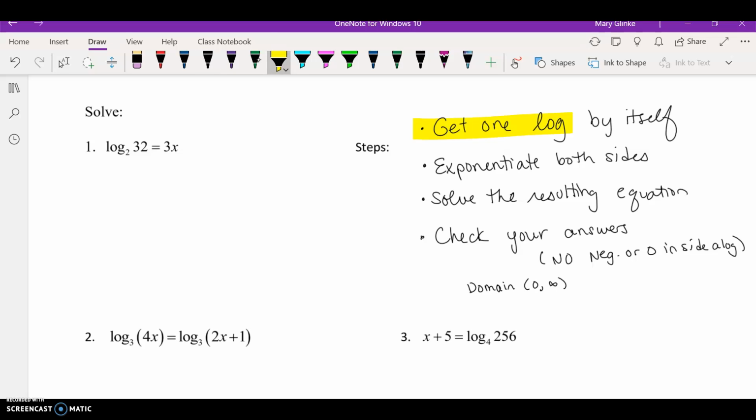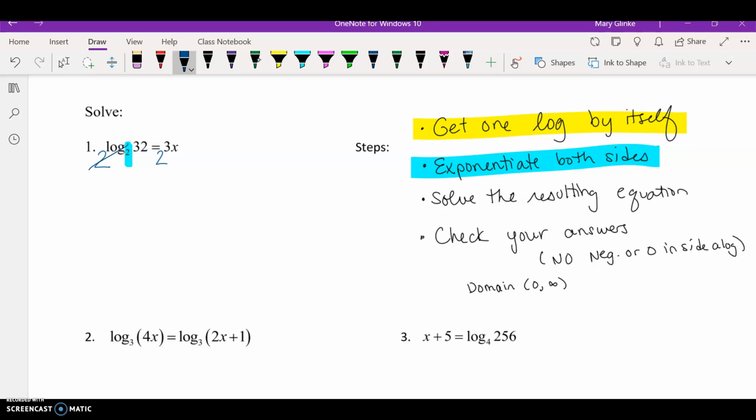So let's go ahead and do this. Step 1, get one log by itself. Well, for number 1 here, we have the log base 2 of 32 by itself. So step 2 is to exponentiate both sides. So what you do is you identify your base. Since this has a base of 2, I'm going to write a base of 2 on both sides. So this is 2 to the log base 2 of 32 equals 2 to the 3x.